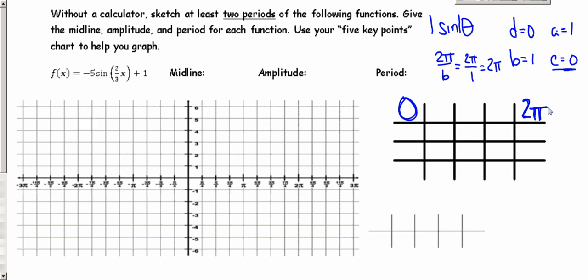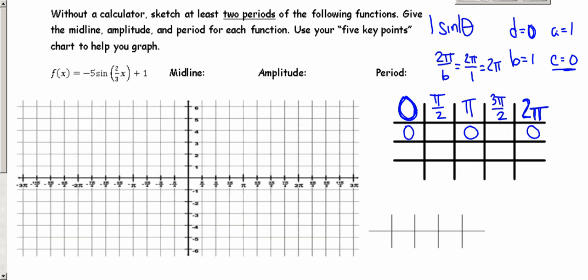And those critical values that we talked about, the min, the max, and the intercepts, are going to happen halfway between 0 and 2 pi, so that's pi, and then halfway between 0 and pi, which is pi over 2, and 3 pi over 2. And I know that the intercept here is going to be always on the midline. So when I look at this, and the midline is d, which is 0, here's where all the intercepts for this sine curve have to be. So once I find 1, I've got all 3 of those.